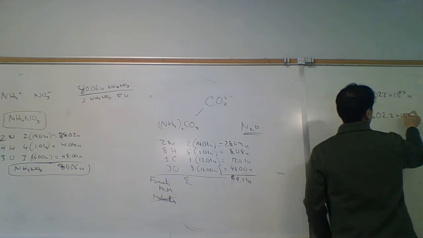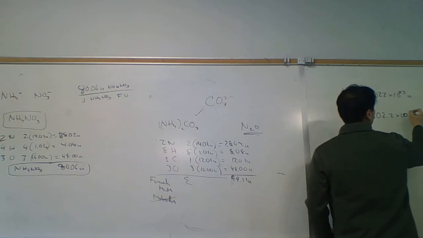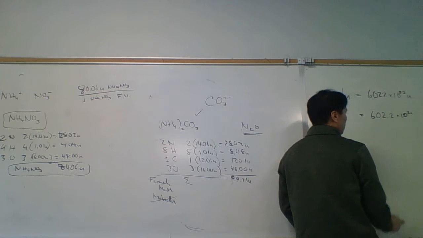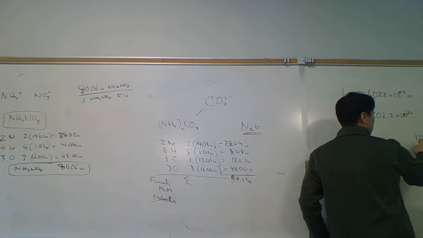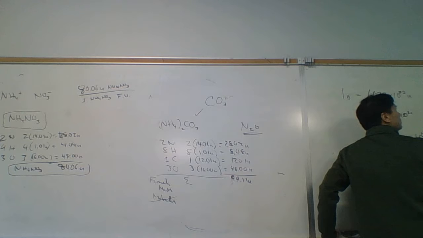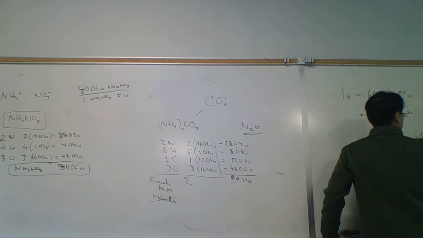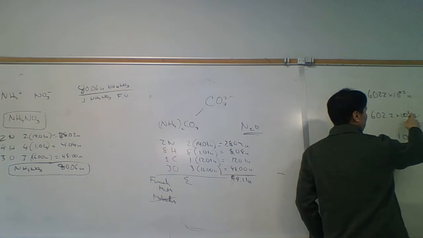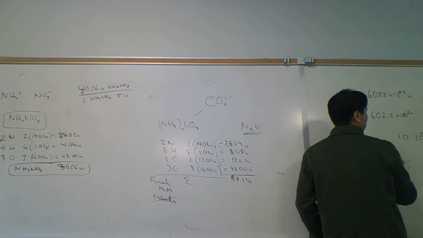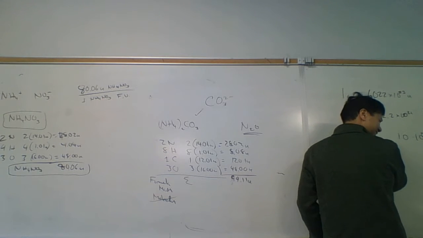602.2 times 10 to the, so we make this number bigger, we make this smaller. It would be 10 to the 21st. And so we get, what is a trillion? A trillion is 10 to the 12th, a billion is 10 to the 9th. So let's do this. We'll go 10 to the 12th, which is a trillion. So 10 to the 12th, and then we need another 10 to the, add up to that.